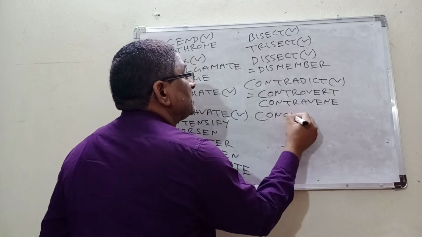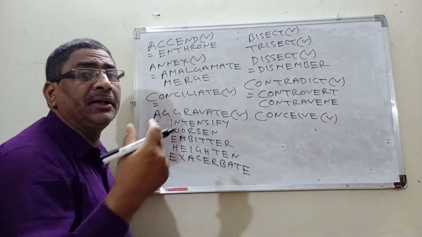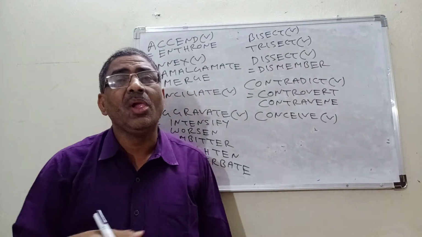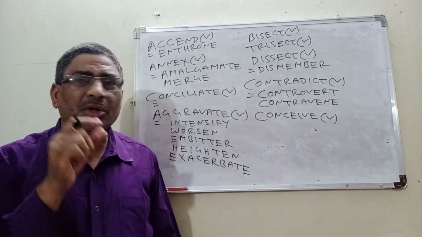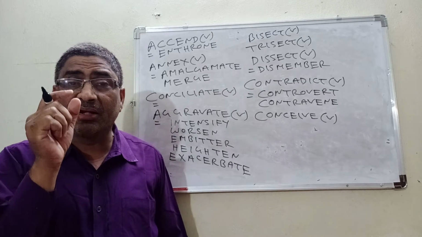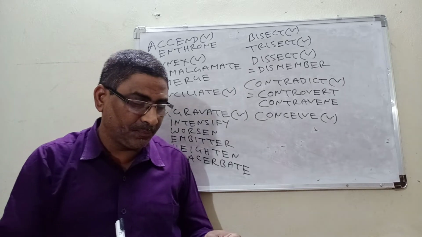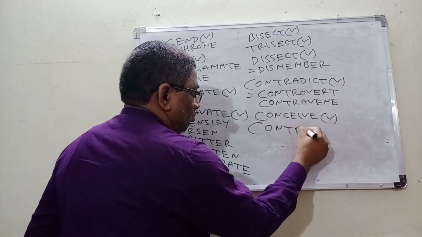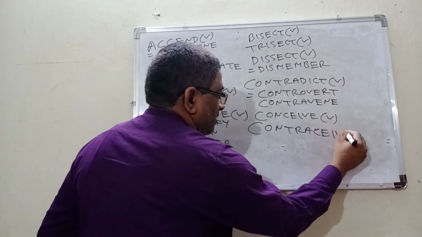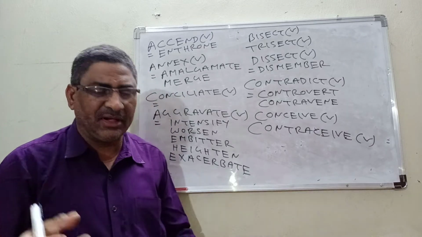Next, conceive. Very important word. Conceive means to form an idea, to form an opinion. I can say that if you would like to recognize the meanings of a majority of words, you must be able to conceive the meaning of the word by recognizing the root words of the word. Conceive meaning is to form an idea. Contraceive, to delete an idea, right? Not to form an idea, opposite word.